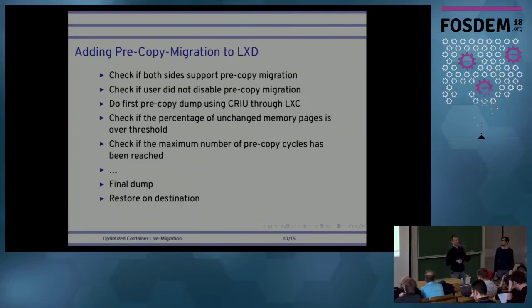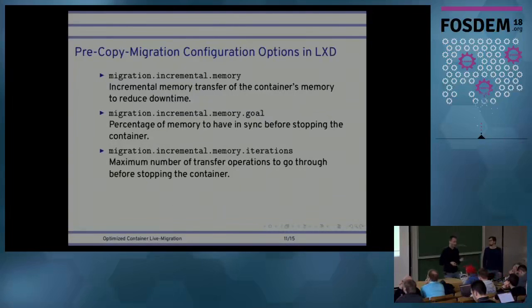In addition to the threshold check, we have another check for the maximum number of pre-copy cycles, so that we don't get into an endless loop and do pre-copy cycles forever because the memory just changes too fast. And if both checks are true, then we move the container to the destination side.